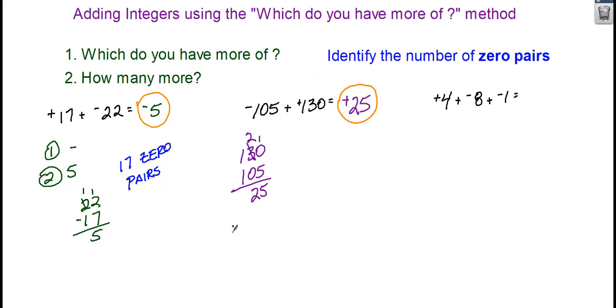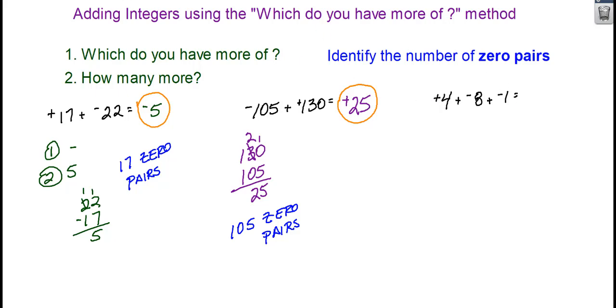And in this case, I had 105 zero pairs. Boy, it's a good thing I'm not having to write all those out. I would hate to have to write out 130 positive signs and then cancel it with 105 negative signs.